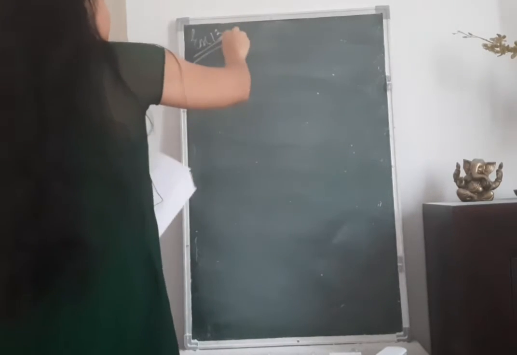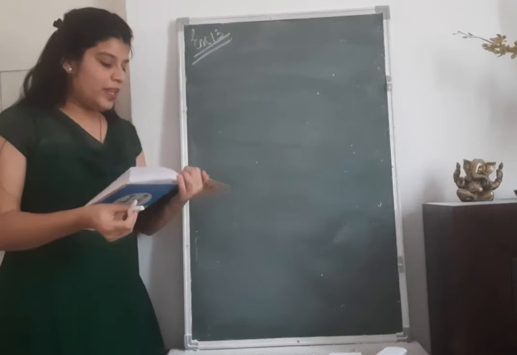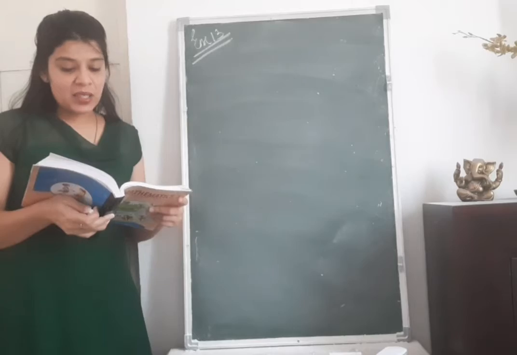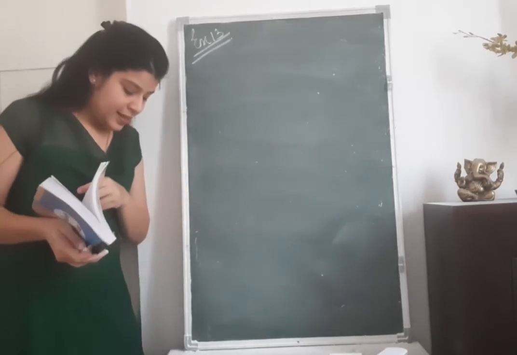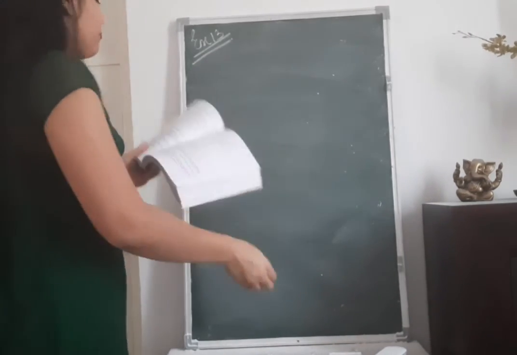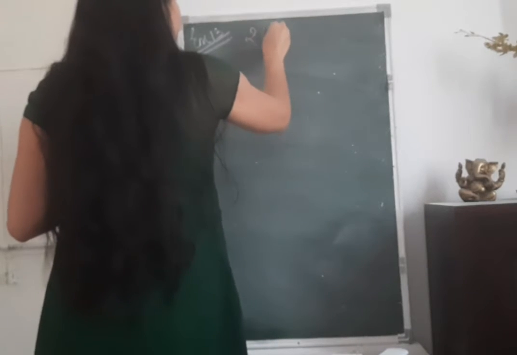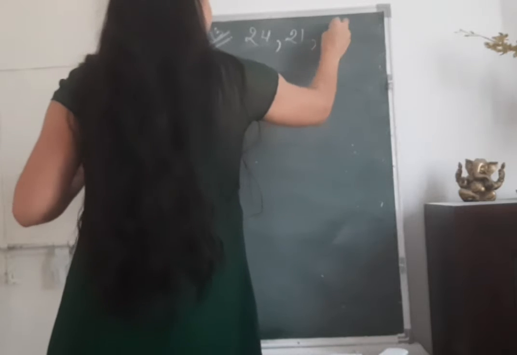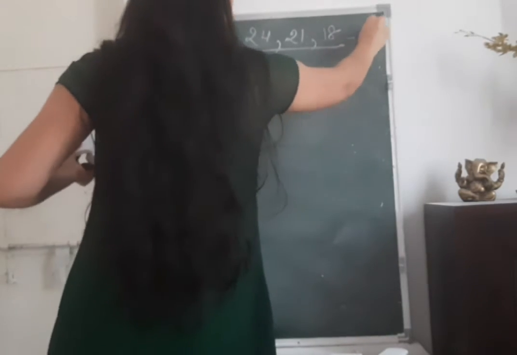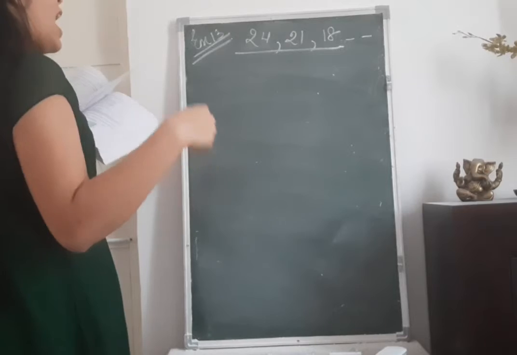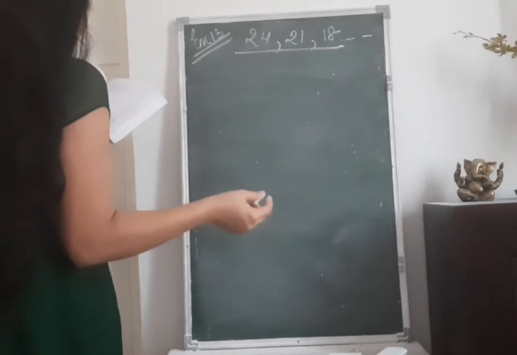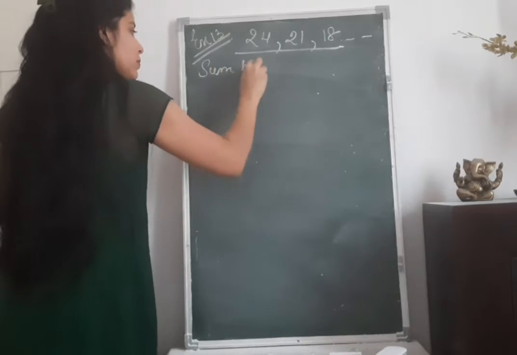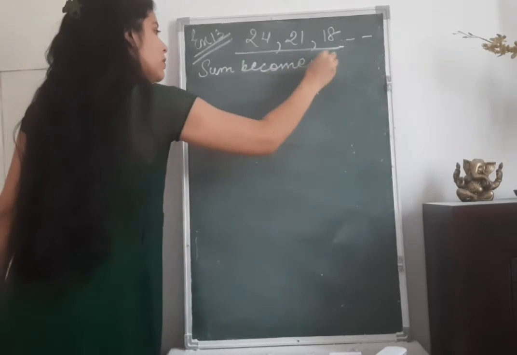How many terms of the AP 24, 21, 18 must be taken so that their sum is 78? So there is an arithmetic progression 24, 21 and 18, and so on. And they are asking how many terms should be taken so that the sum becomes 78.